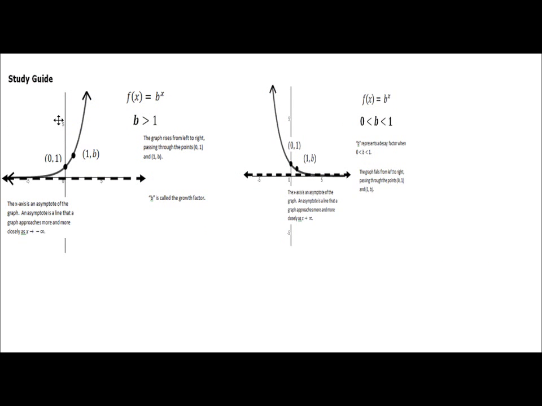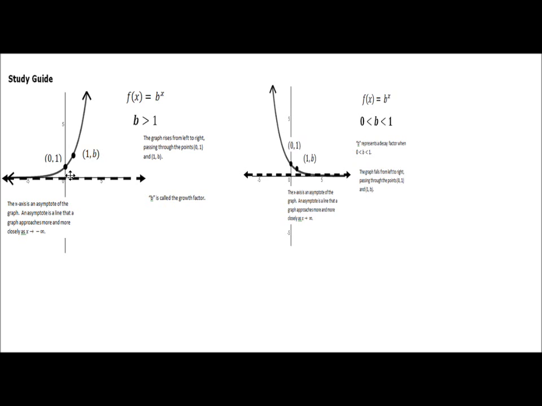And this is how the standard form looks. This is the parent function, f of x is equal to b to the x. So this is a growing function. See how it is growing from here and it's going up. This is an exponential growth function.